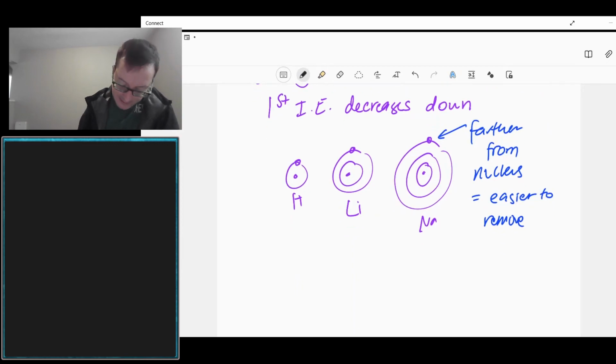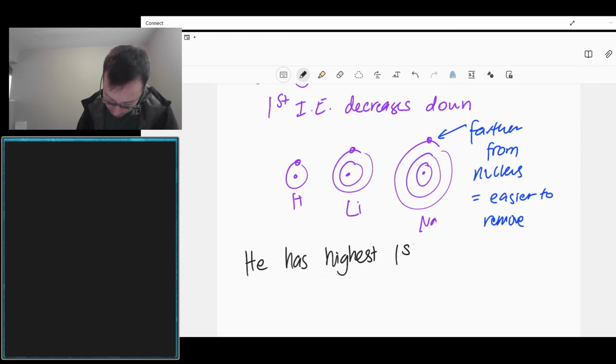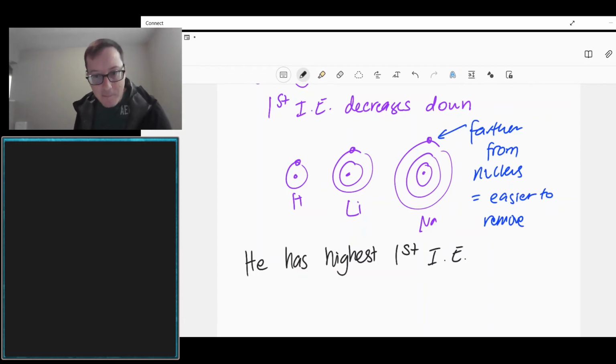So that means that helium has the highest first ionization energy. And that makes sense, right? Helium is our smallest atom. That means its electrons are closest to the nucleus, meaning they're harder to remove.